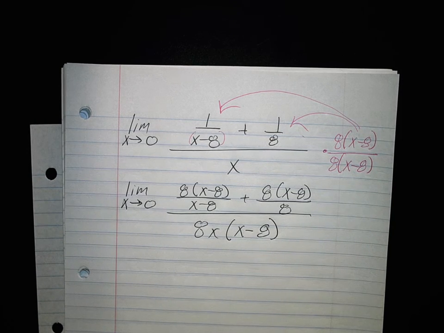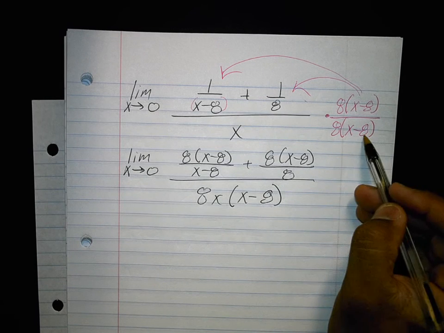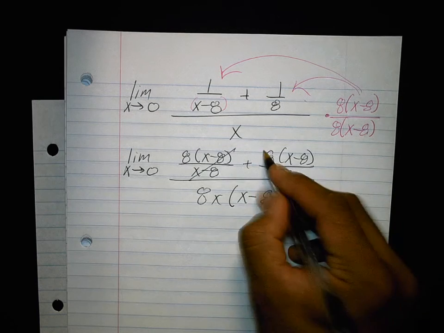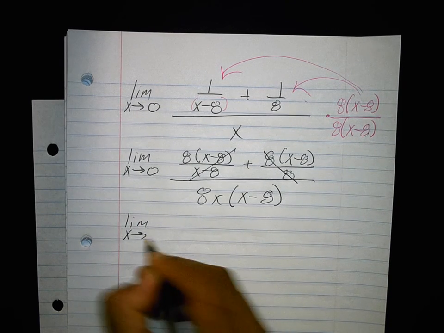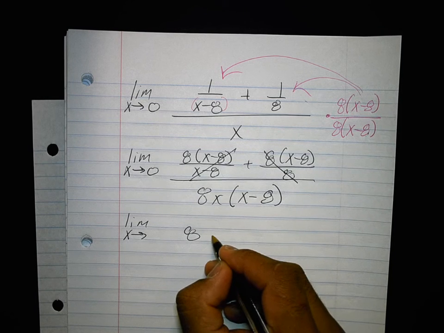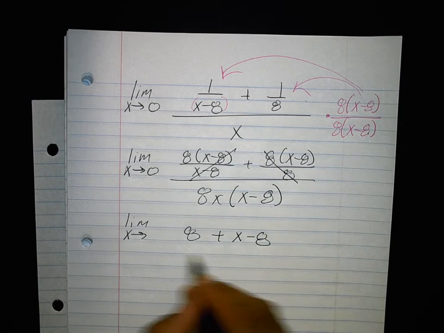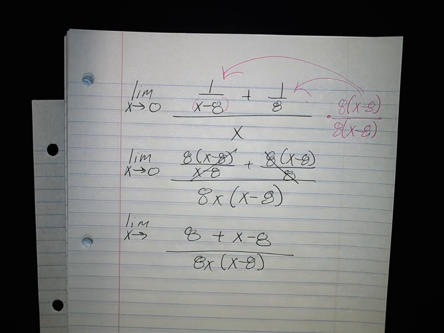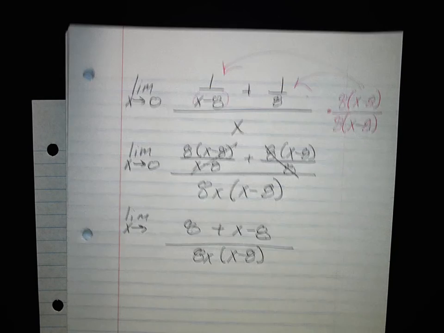Okay, so now I basically multiplied by 1 by doing it to the top and the bottom, but I was really trying to clear these fractions. So that reduces and that reduces. So I get the limit as x approaches 0 of 8 plus x minus 8. There's nothing to distribute anymore. All over 8x times x minus 8. So I got a negative 8 and a positive 8. That adds up to 0.